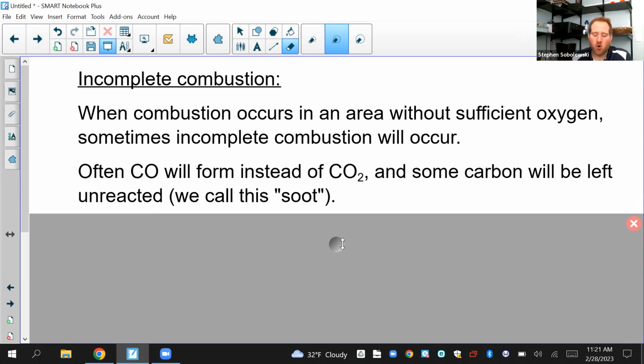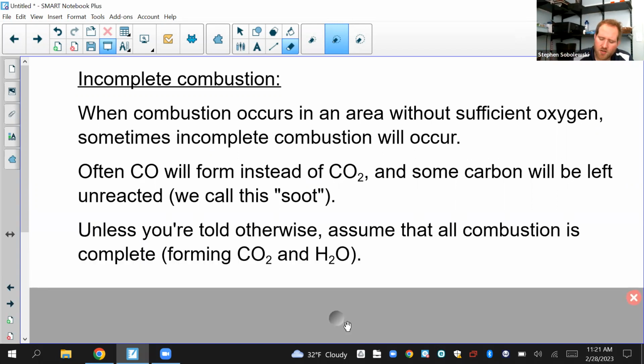Because CO will form instead of CO2. CO is carbon monoxide. You, of course, know that as a silent killer, and that's the deadly part. The other product would be sometimes carbon is left over as unreacted carbon, which we refer to as soot. So in the reaction, you actually see like plus C solid. Unless you're told otherwise, assume that all combustion is complete. So again, this is just something to know about. I wouldn't expect to be given quiz questions on this where you have to write them out, but it's just something to know.